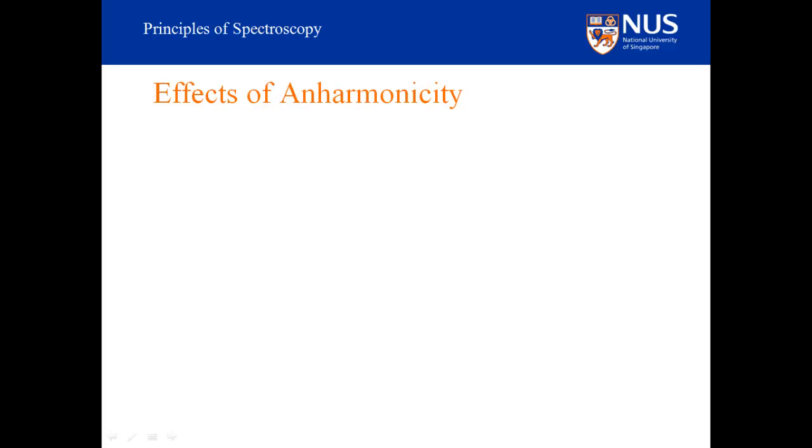Let's have a look at the effects of anharmonicity. Because the energy levels are getting closer and closer together, the specific selection rule that delta V is equal to plus or minus 1 breaks down. It means that we can see a transition, say, from V equals 0 to V equals 2, or V equals 0 to V equals 3. These overtones become allowed.